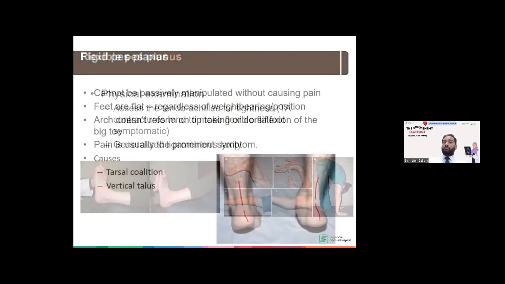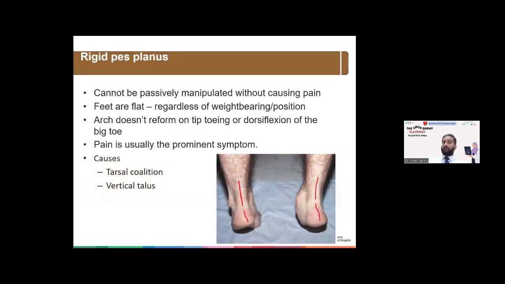So when we're looking at rigid pes planus, this is the other subgroup. The difference here is that they cannot be passively manipulated without causing any pain. That means the feet are flat, regardless of weight bearing or the position. When we get them to tiptoe, the arch does not reform, nor does it reform when we dorsiflex the big toe. That means we lift up the big toe, and the arch doesn't reform. Pain is usually the prominent symptom. The commonest causes are tarsal coalition and vertical talus.